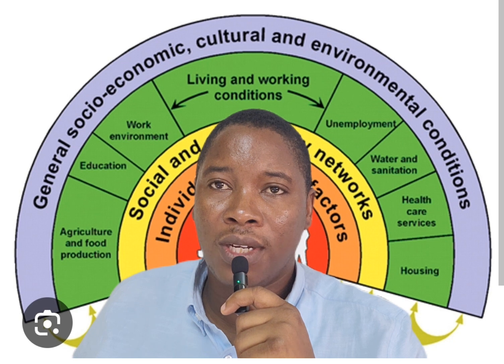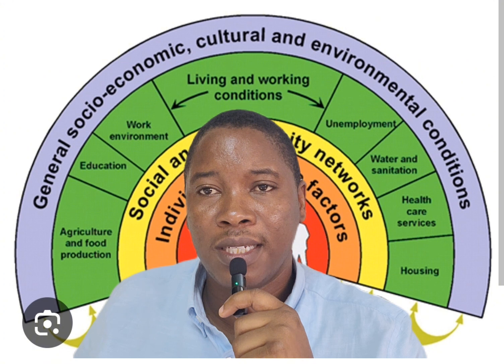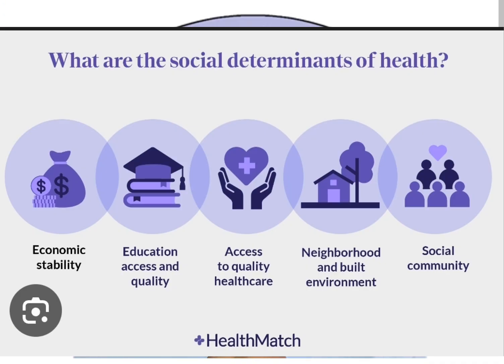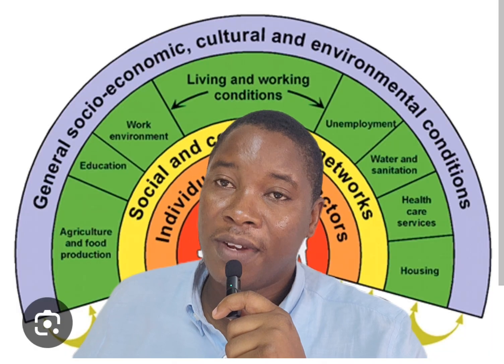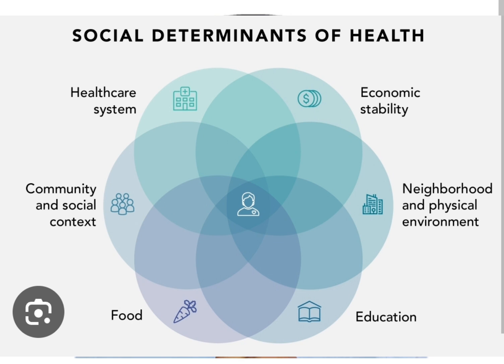So, based on the recommendations of the WHO, we'll look at five different domains of the social determinants of health. We can also refer to them as categories. These categories range from economic stability, to education access and quality, to healthcare access and quality. Then we have neighborhood and built environment, and lastly, social and community context. So we'll take them very quickly, one by one.